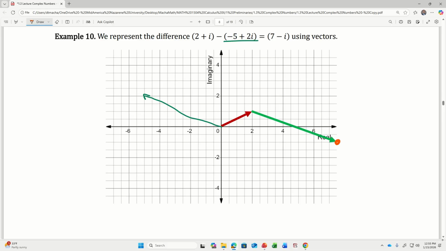And so this time, the result is what I get if I line up these vectors tip to tail with each other, and that's going to be 7. It's supposed to be 7. It's a little bit off. It's supposed to be 7 in the real direction, and then, of course, negative 1 in the imaginary direction.